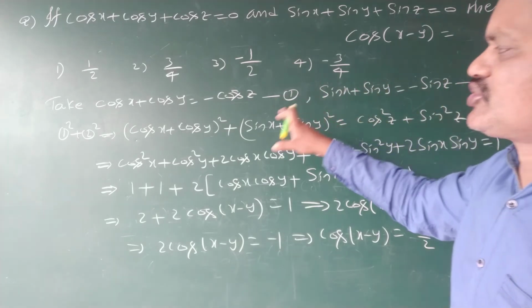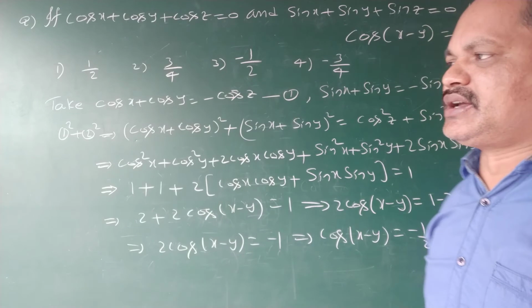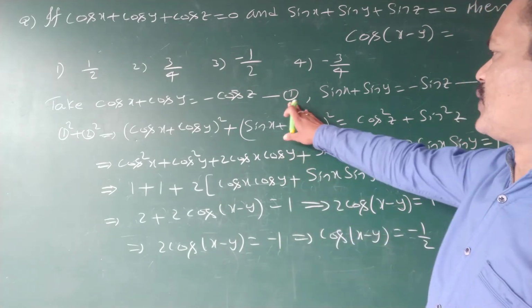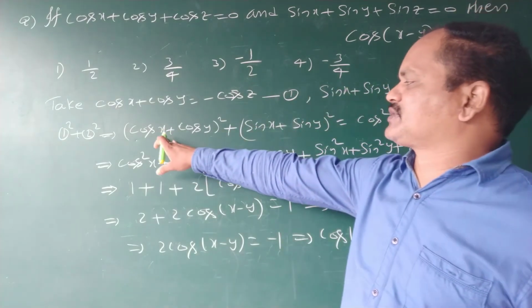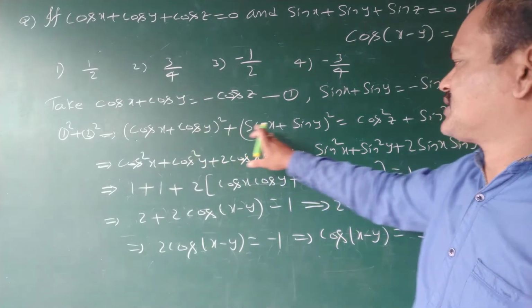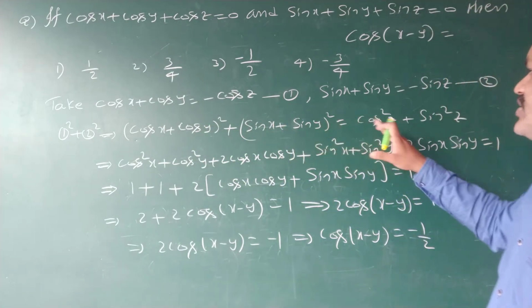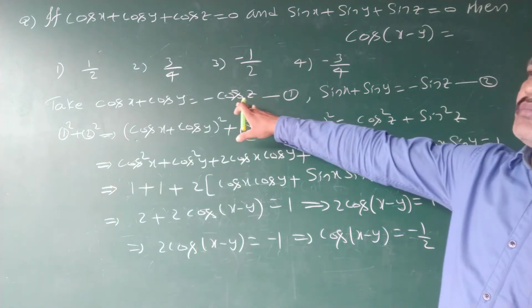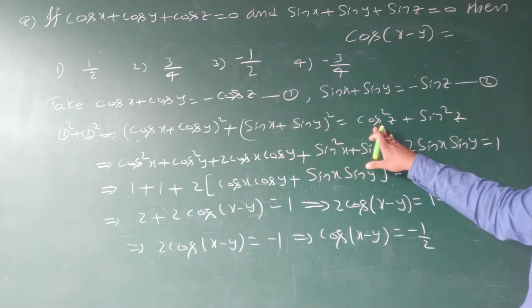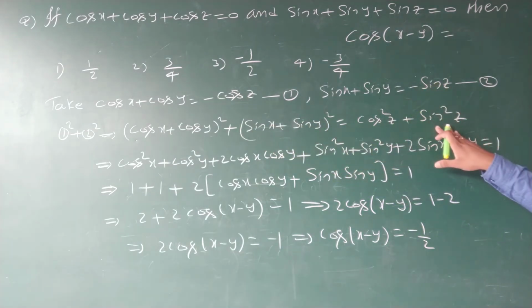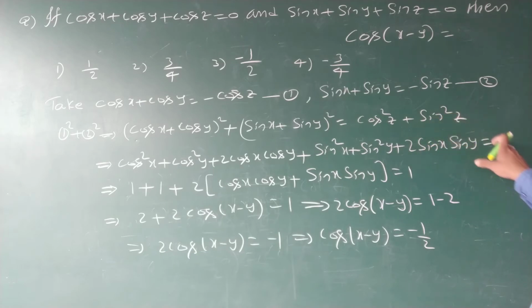So from these two relations, apply squaring and adding. That is 1 square plus 2 square. That is (cos x plus cos y) whole square plus (sin x plus sin y) whole square is equal to, this is cos minus cos z whole square, which is nothing but cos square z. This is sin square z. That's why cos square z plus sin square z is 1.